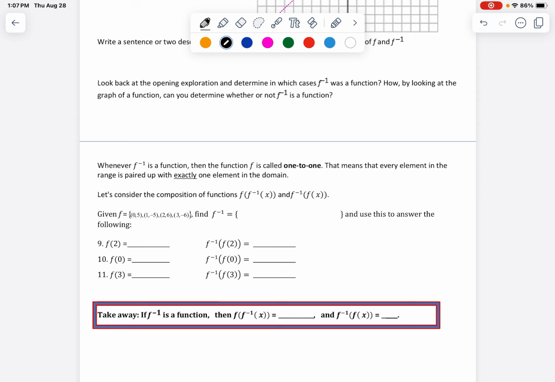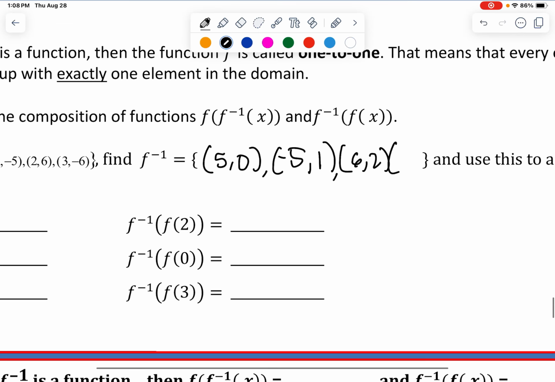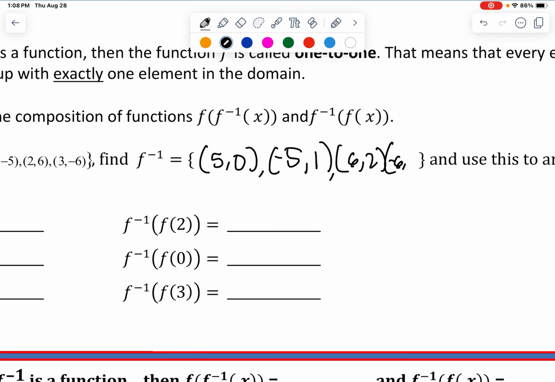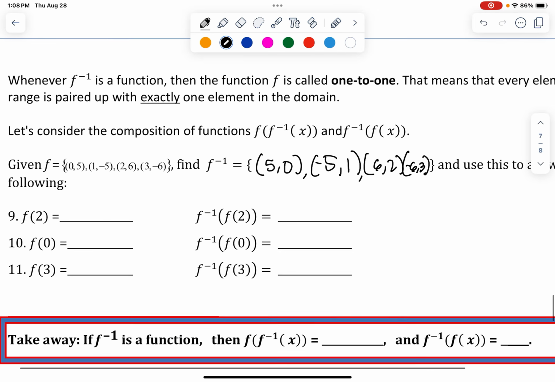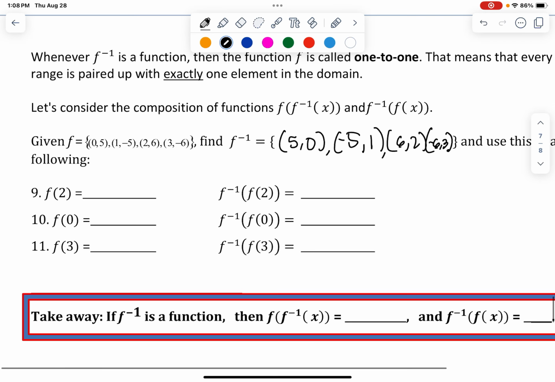Here it says, let's consider the compositions of f of f inverse of x and f inverse of f of x. So it says, given this function, find its inverse. So let's go ahead and switch the x and y values. 5, 0, -5, 1, 6, 2. Man, everything's kind of big for this. I'm going to zoom in to make it easier. And -6, 3. -6, 3. Okay. All right.